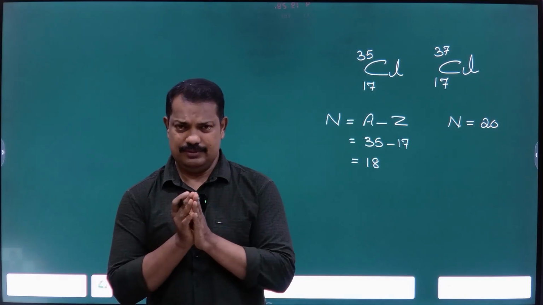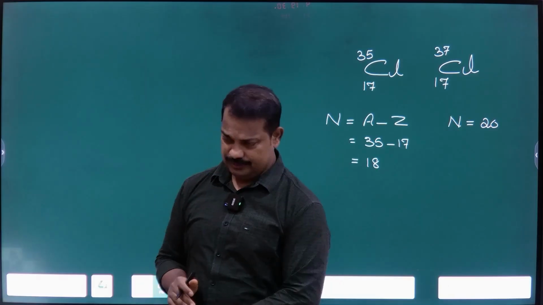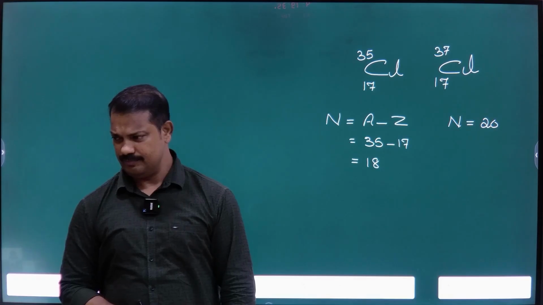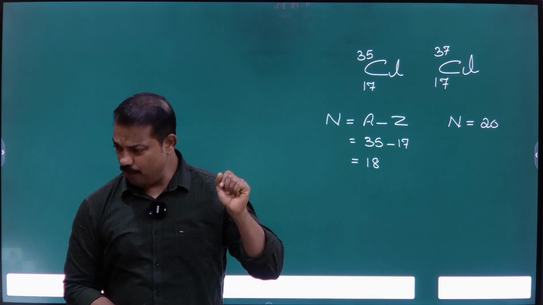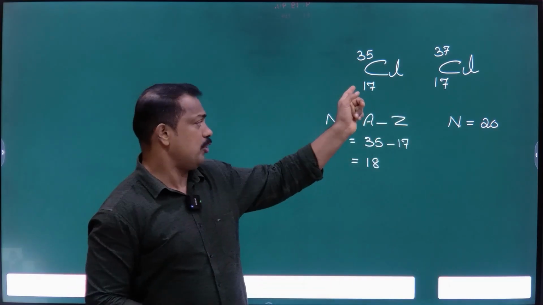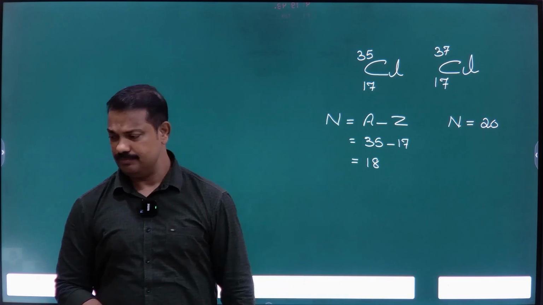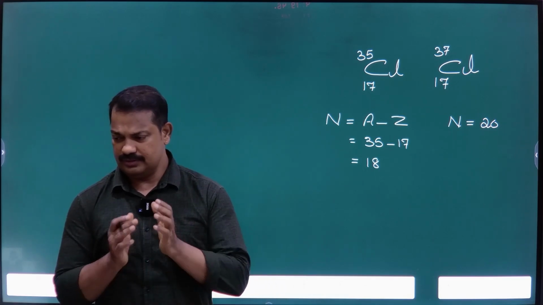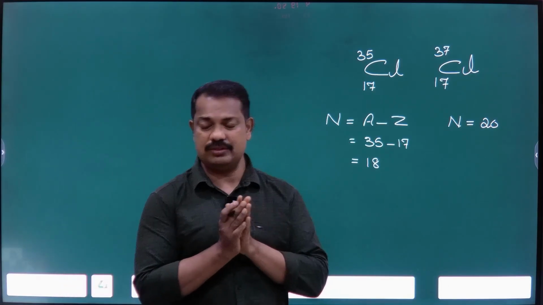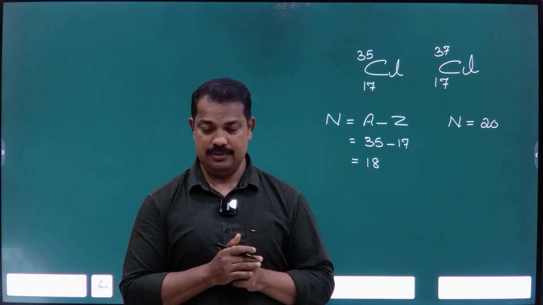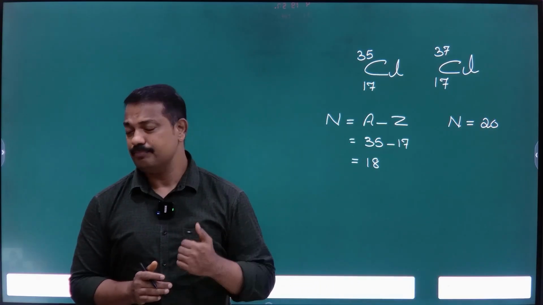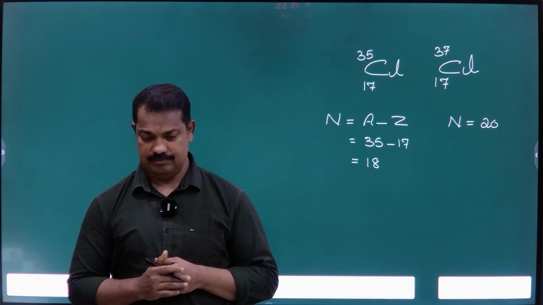Now, you have to check these two chlorine atoms. The atomic number of these two chlorine atoms is the same. What is the atomic number of these two chlorine atoms? 17. The atomic number is the same, equal to 17. But here the mass number is not the same.